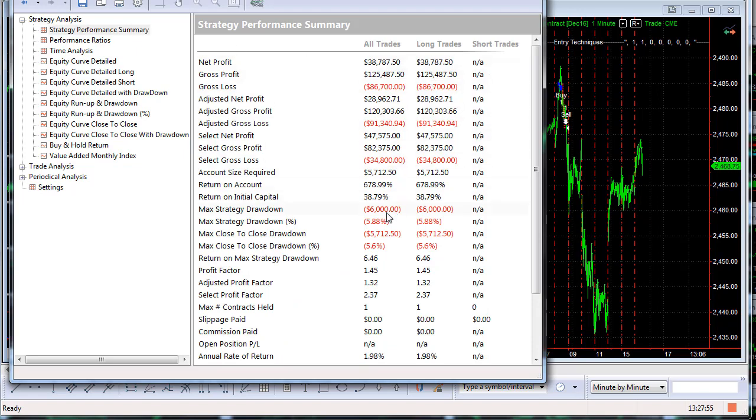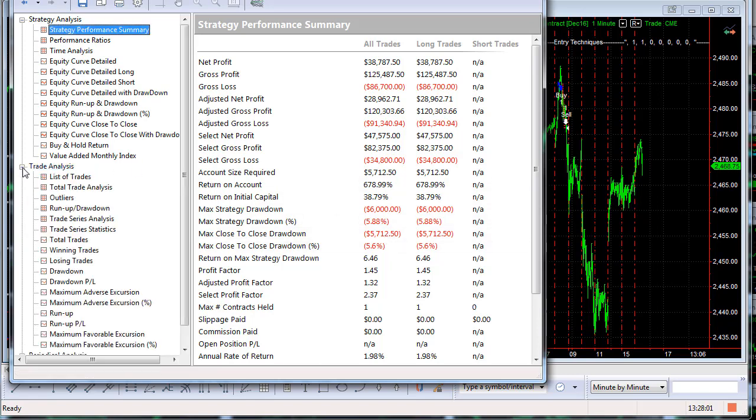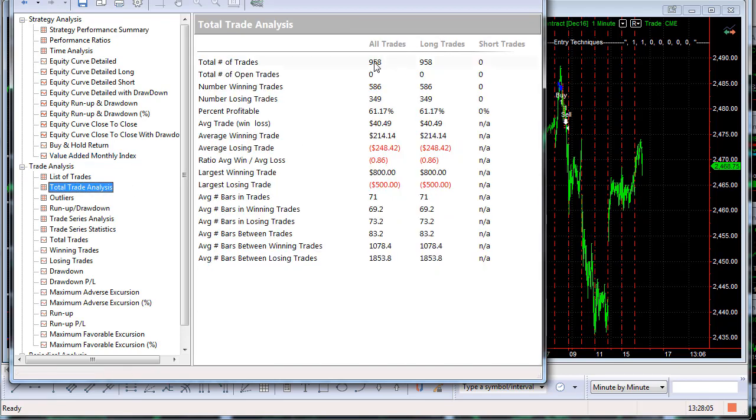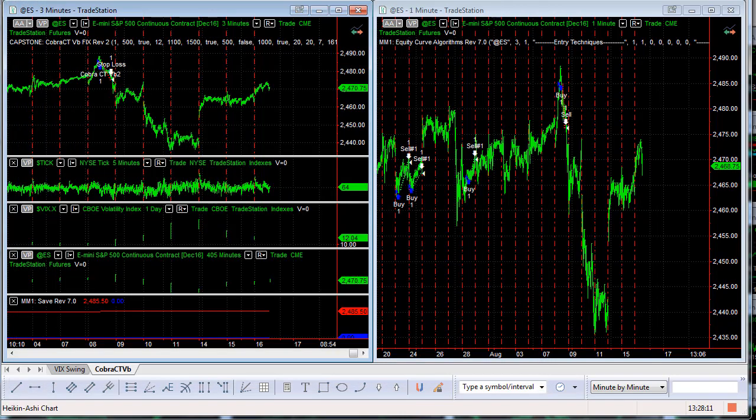Here is the strategy performance summary. You see max strategy drawdown of $6,000, close to close trade drawdown $5,712.50. The trade analysis is 958 trades with $40.49. And so let's take a look at the settings on setting this up.